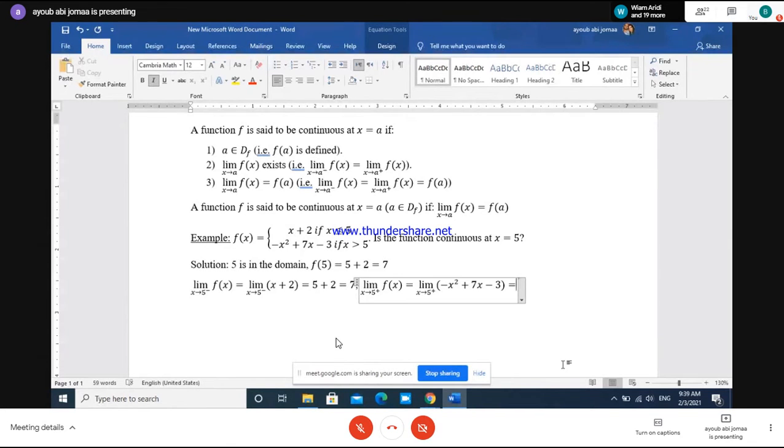So it is negative 5 squared plus 7 times 5 minus 3, which is equal to 7.